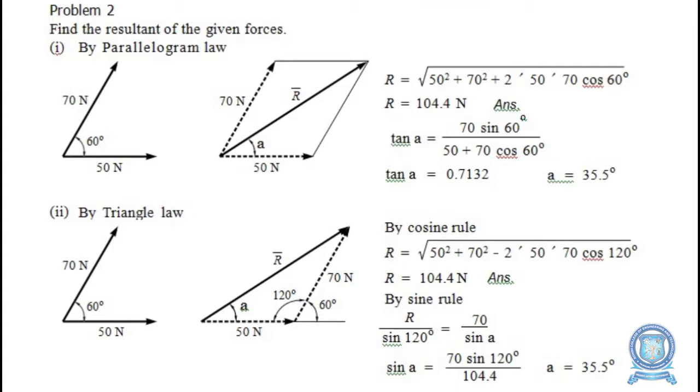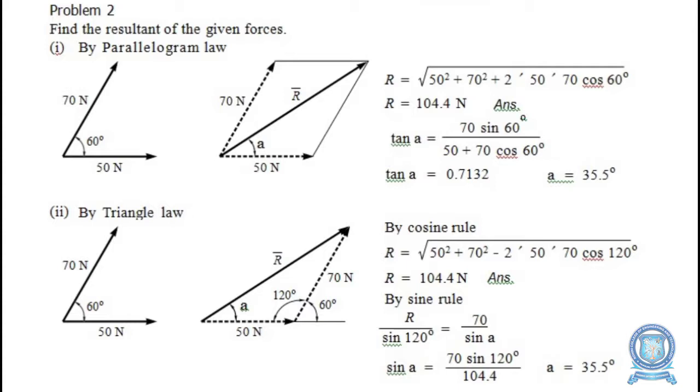In the previous problem, the angle between the two forces was a right angle, that is 90 degrees. But here the angle between the two forces is 60 degrees. So we can follow the same method. Number 1 is parallelogram law method. So you know the equation that R is equal to root of P square plus Q square plus 2PQ cos theta. So you apply that, instead of P you apply 50, instead of Q you apply 70. You will get the resultant magnitude as 104.4 newtons.